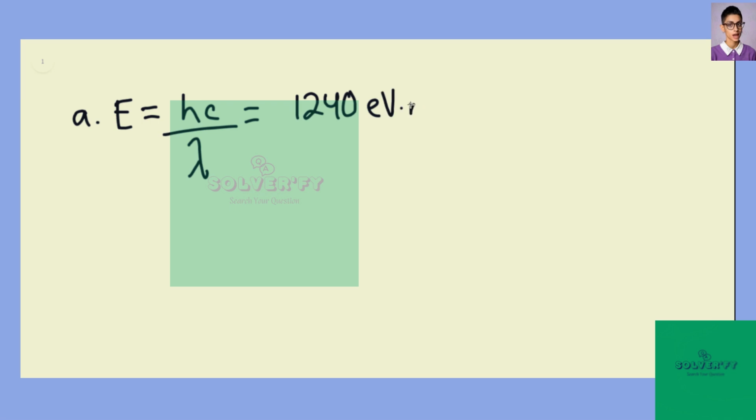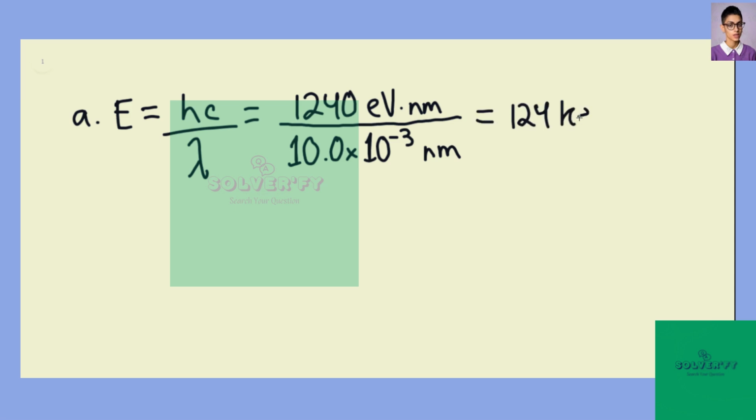We can find the energy for part A. This would be equal to Planck's constant multiplied by the speed of light divided by the wavelength lambda, and this would be equal to 1,240 electron volts nanometers, divided by 10.0 times 10 to the negative third nanometers. This is giving us 124 kilo electron volts.